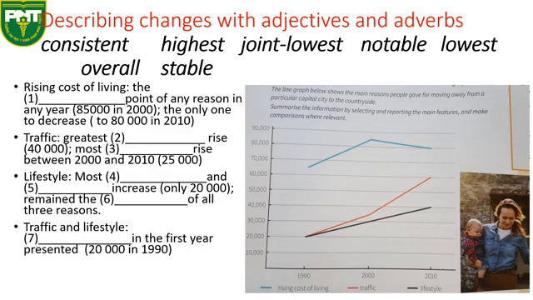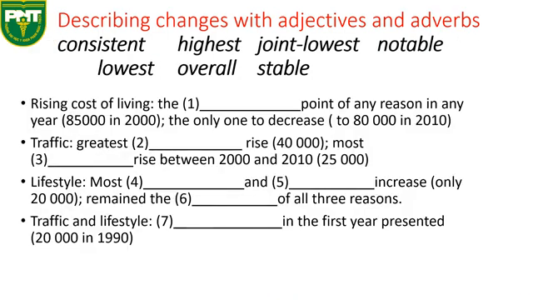Well, I'm showing you the answer now. The highest point. We just have the highest and lowest point. We don't have the biggest and smallest point. The biggest number, the smallest number. The only one to decrease to 80,000. Traffic, greatest overall rise. And number 3, notable rise.